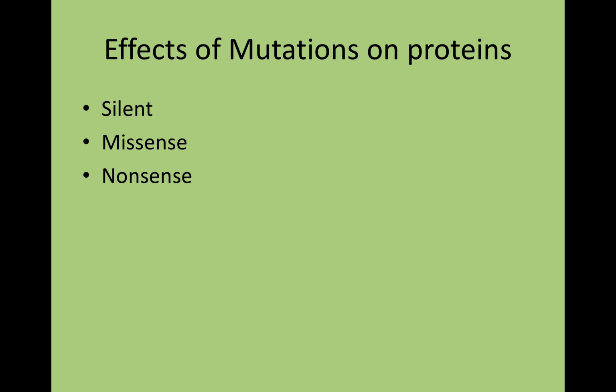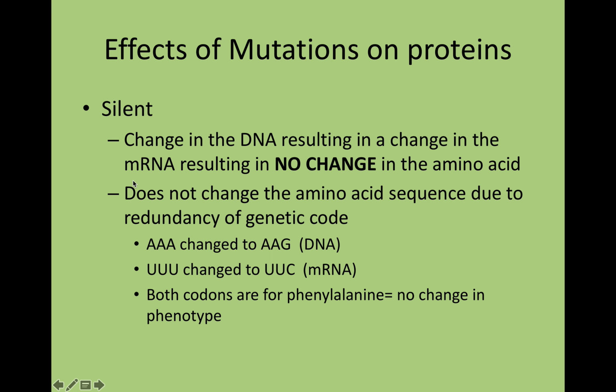So the effect of a mutation on the protein can be either silent, missense, or nonsense. A silent mutation is a change in the DNA resulting in a change in the mRNA, resulting in no change in the amino acid sequence. That's due to the redundancy of the genetic code.